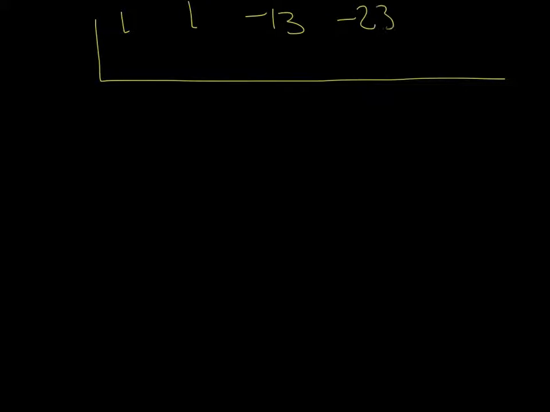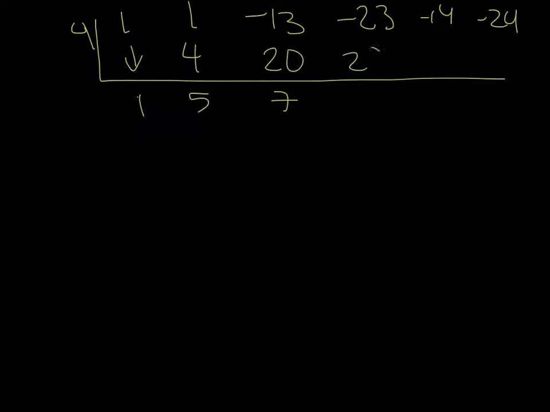Okay, I am going to try in my synthetic division 1, 1, negative 13, negative 23, negative 14, negative 24. I'm going to try 4. So that's 1, 4, 5, 20, 7, 28, 5, 20, 6, 24, 0. So I found 1.